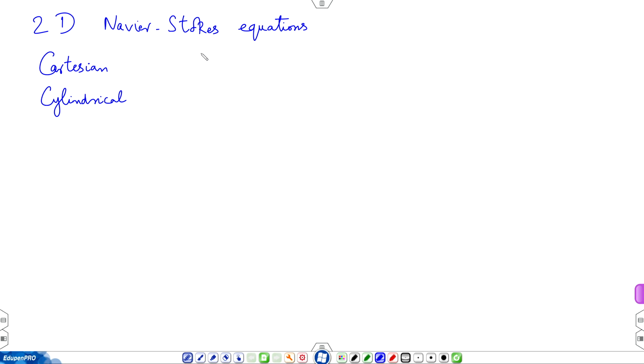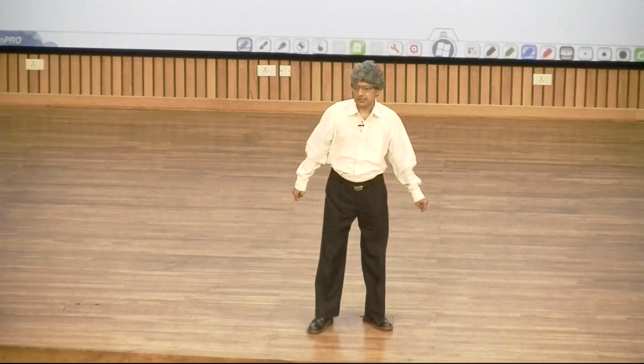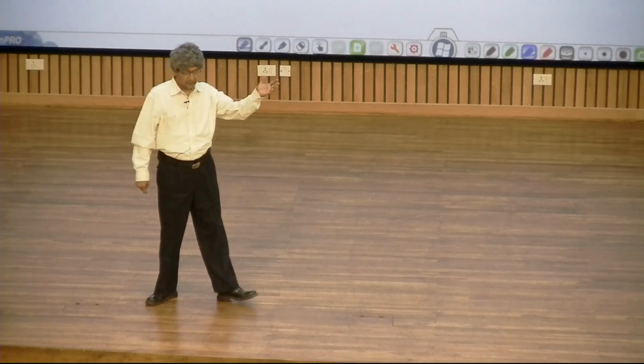One simplification is to go from 3 dimensions to 2 dimensions. So, we have looked at examples such as fully developed flow in a parallel plate channel. We have looked at flow through a circular tube as examples, a layer of a liquid film flowing down an incline.